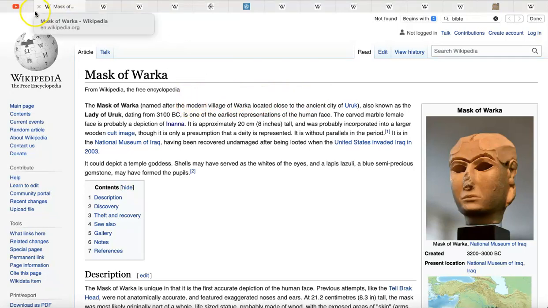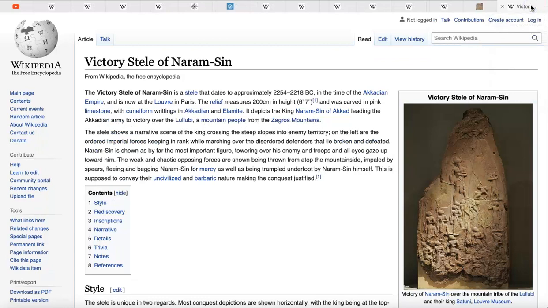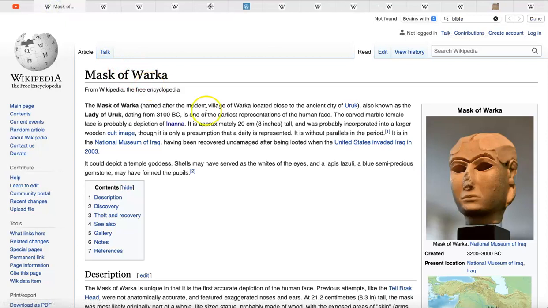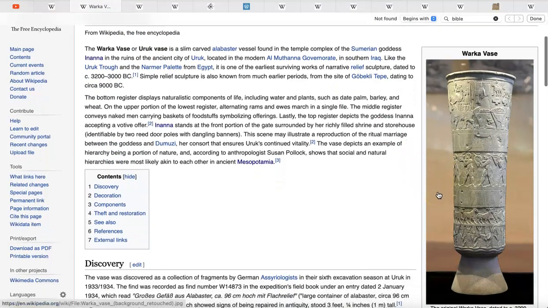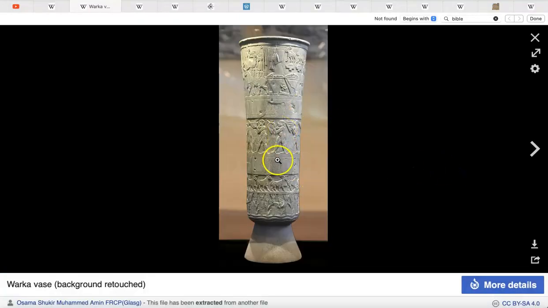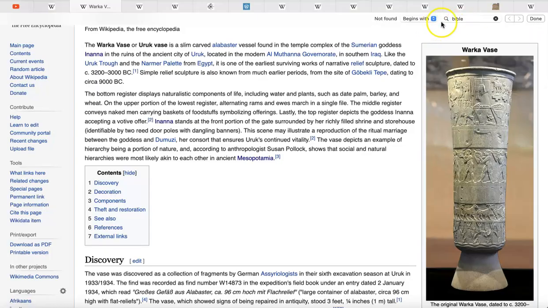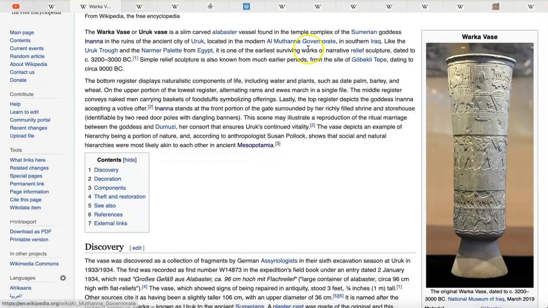So I want to talk about her today, and I will probably talk about this one next time in my next video for my Mesopotamian series or playlist or whatever you want to call it. And today, I just want to concentrate on her, Inanna, and this work, The Mask of Warka, or The Lady of Uruk, whatever you want to call it, and this one, the Warka Vase. You can see it here. This is a photo of it. Both of these works, and you see I've been doing Control F searches here, so I'm going to pop that out of there.